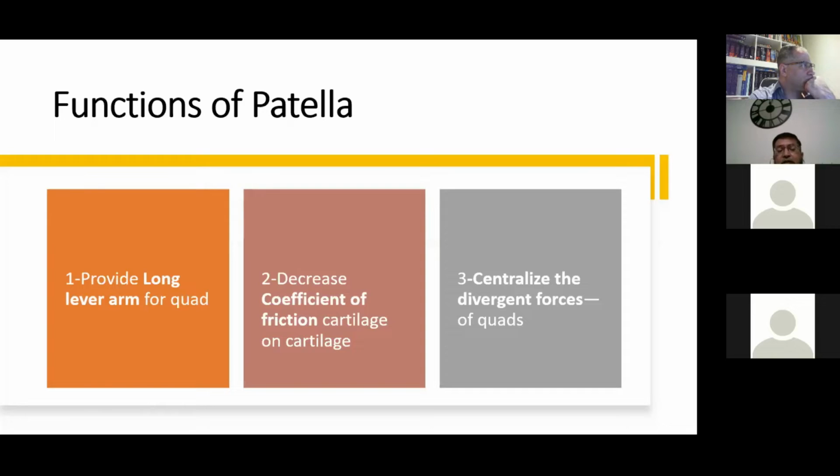And the third one is that the vastus medialis, vastus lateralis, vastus intermedius and rectus femoris, the quadriceps femoris, all attach to the patella. And the patella provides centralization. It centralizes the divergent forces of the quadriceps, all these muscles.